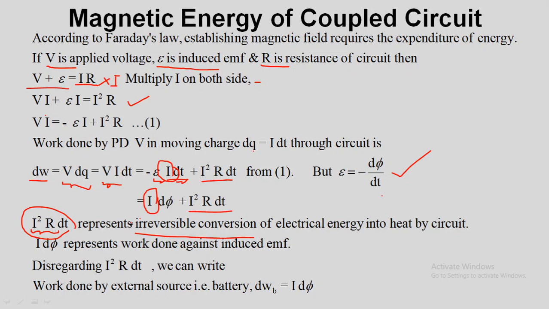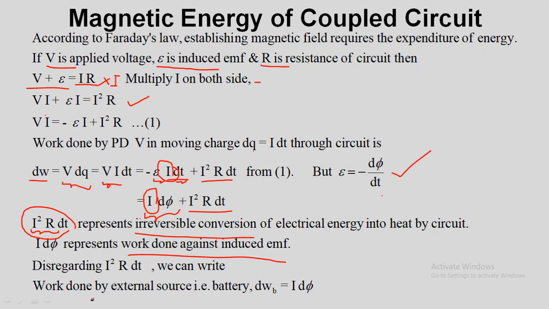the circuit. Then this I d phi, see, there is a change of flux d phi. So it represents the work done against the induced EMF. When the EMF is induced by Lenz's law, it will be opposed to the applied voltage. So to maintain the current, some work has to be done by the battery. The current has to flow in the circuit, so this I d phi represents work done against the induced EMF.